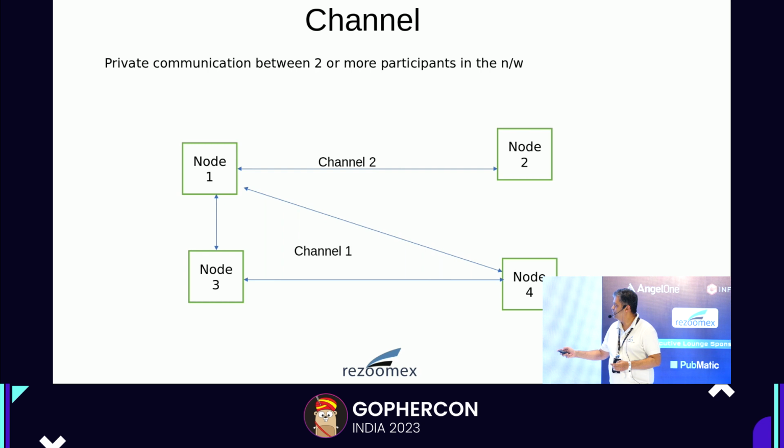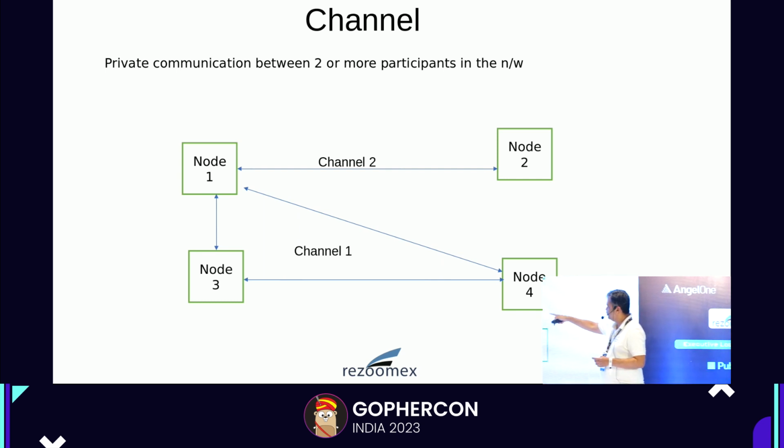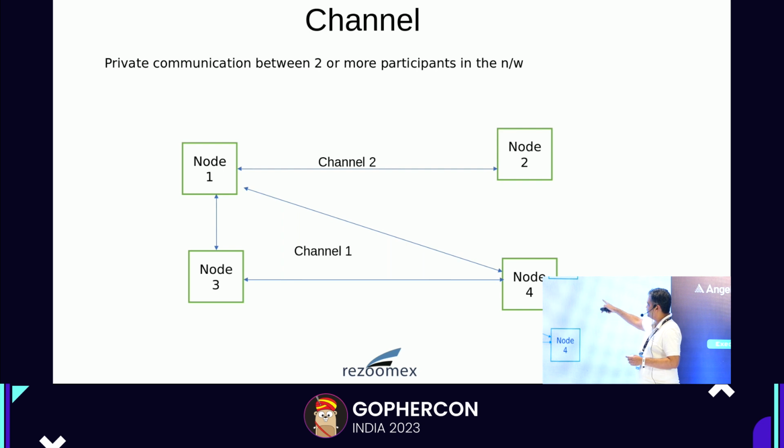So in Fabric, unlike the previous diagram I showed with 4 nodes connected to each other, here you are allowed to create channels. The nodes which want to work together can create a channel. Let's say nodes 1, 3 and 4 are doing certain transactions together, so they form a channel. And let's say these two nodes want to do different types of transactions, they form another channel.